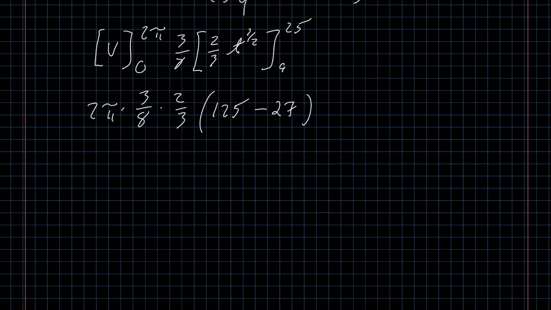All right, so let's see. The 3's cancel out. Those two 2's cancel out with some of that in the 8. 2 pi times 3/8 times 2/3, all told, is pi over 2. And 125 minus 27 is 98. Half of 98 is 49. So the surface area of this shape is 49 pi.